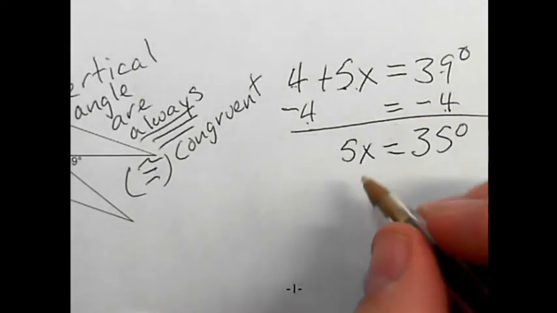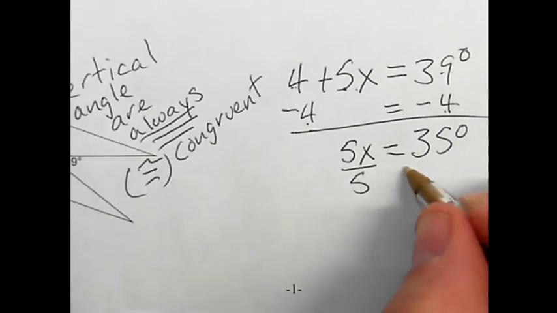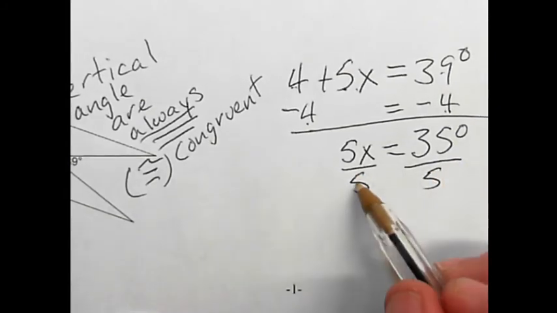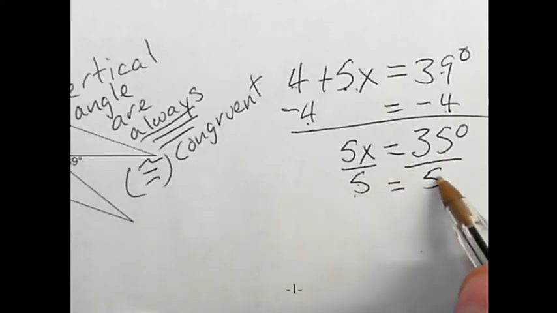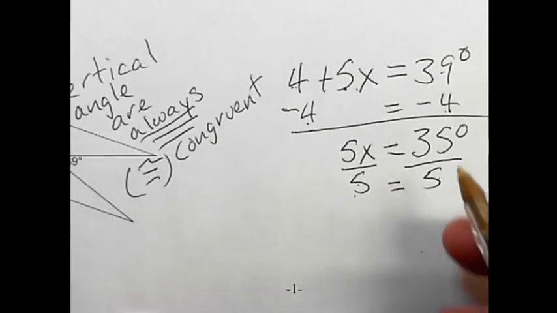5x means 5 times x. To move the 5 away, I do the opposite of multiply by 5. So I divide by 5. Remember that whatever I do on one side of the equal sign, I have to do to the other.